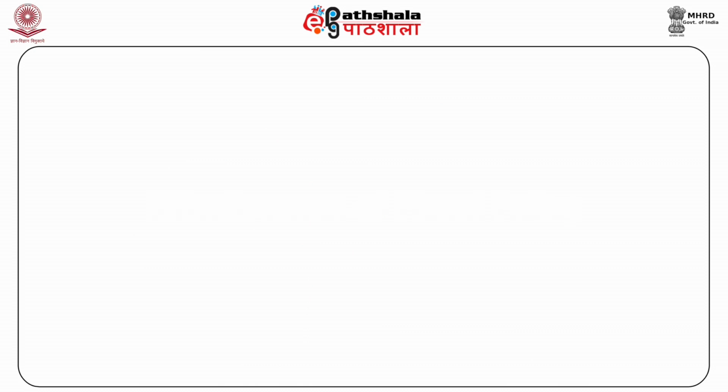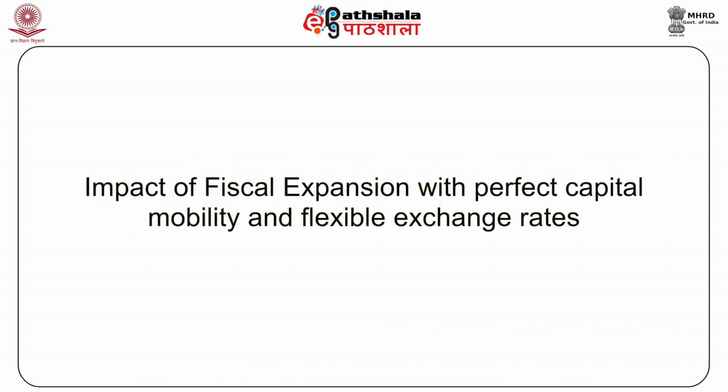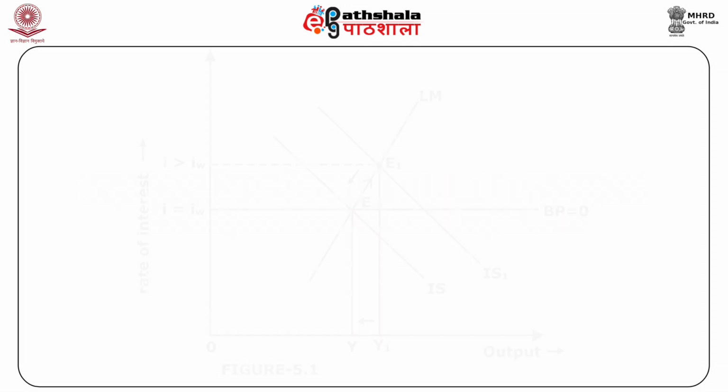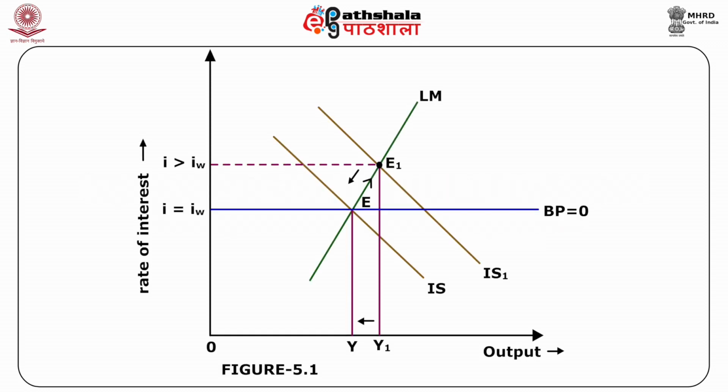Effectiveness of fiscal policy, impact of fiscal expansion with perfect capital mobility and flexible exchange rate. This graph shows the initial equilibrium at E. Then we have fiscal expansion, which shifts the IS curve towards the right. This rightward shift brings the economy to E1. At this point, the domestic interest rate will be more than the world interest rate, so there will be capital inflows that would lead to appreciation of the domestic currency.